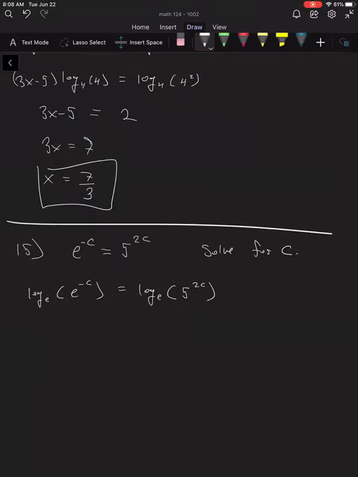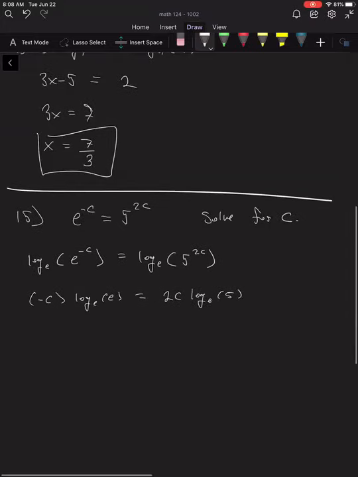So now we can still use our log rules. On the left-hand side, we have a power of minus c, so minus c is going to go into the front. And we have log base e of e. On the right-hand side, the power is 2c, so 2c is going to go into the front. And we have log base e of 5.